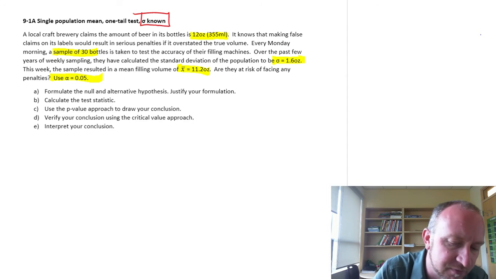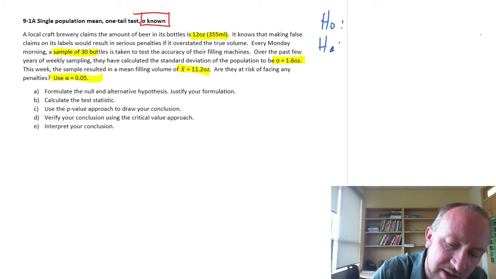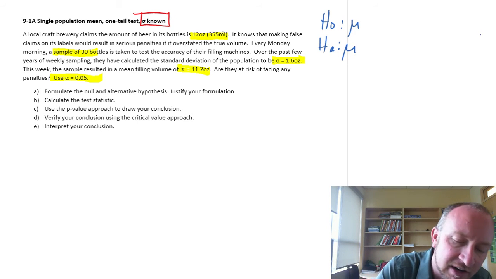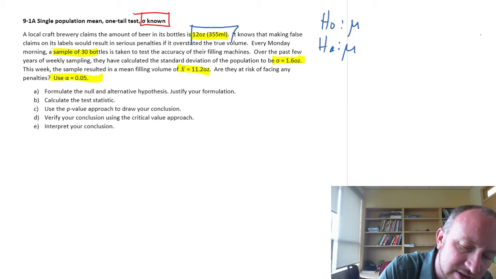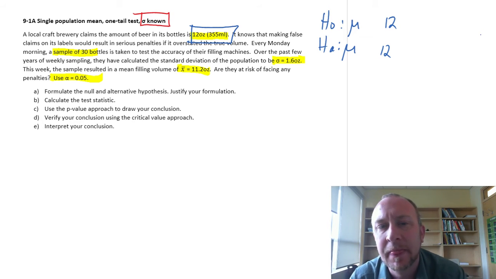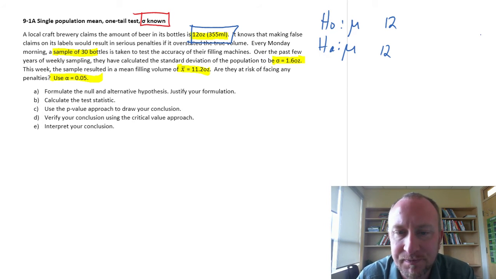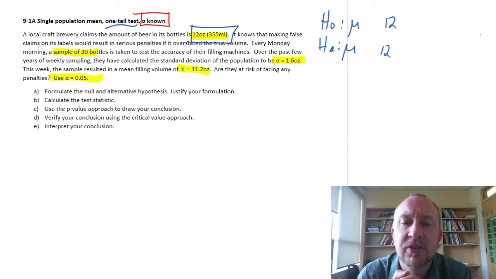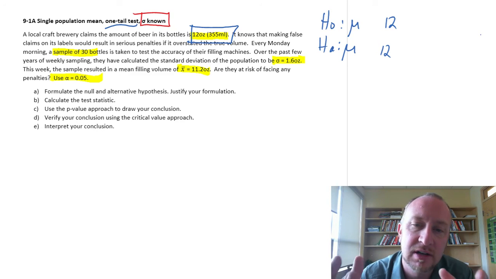So the first step is to formulate the null and alternative hypotheses. Here's our null, here's our alternative. Now we're testing a single population mean, so that's just going to be mu as the population mean. Our hypothesized value is given to us right here, 12 ounces. So now the question is, what kind of test is this? Thankfully, we have a clue. It's a one-tailed test. So do I want an upper-tailed test or a lower-tailed test?